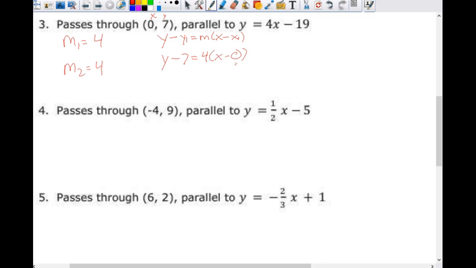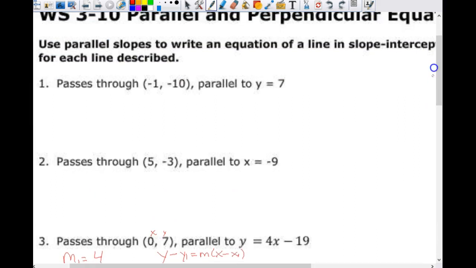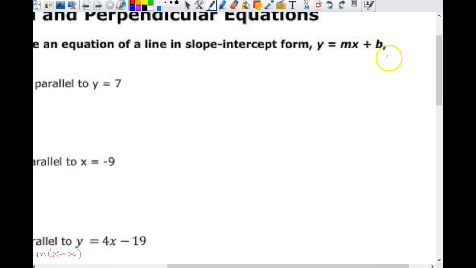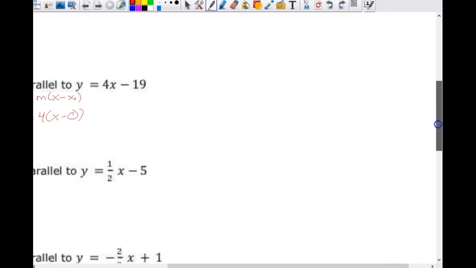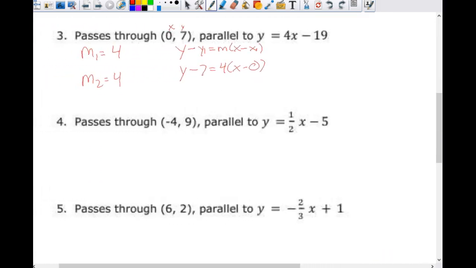Now, we'd be done, but we have a slight problem. Our slight problem is, it asks us to solve it in slope-intercept form. That slope-intercept form right here. Does that look like this? So we're going to have to make this look like this.